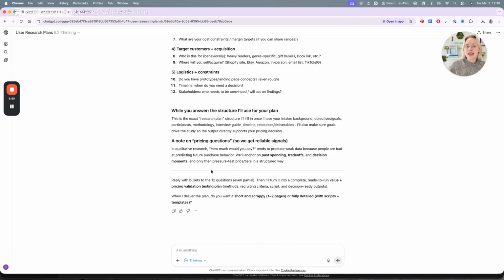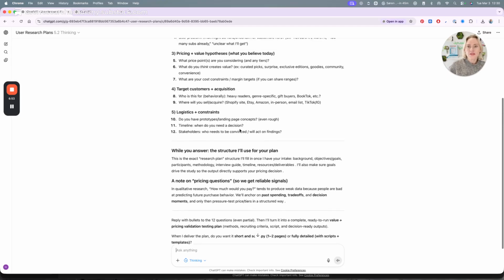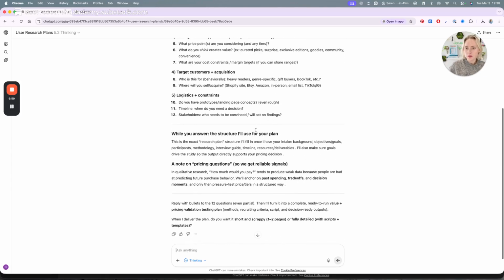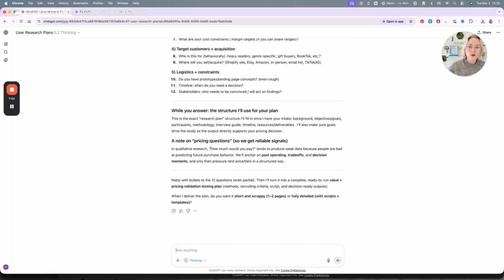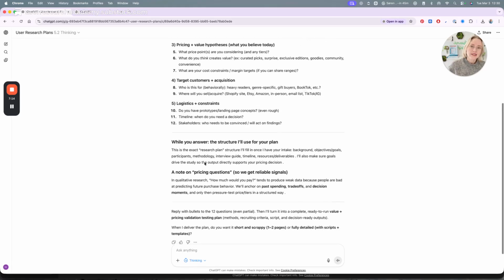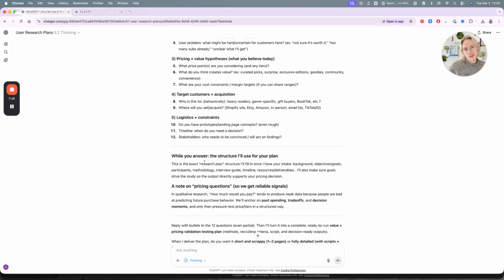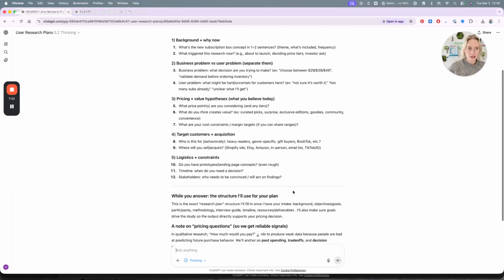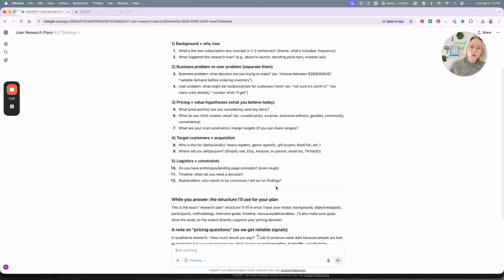So this at least prompts us to try to understand the problem a little better and separate the business and the user problem. It also talks through things like how, in qualitative research, asking how much would you pay tends to produce weak data, and how bad future-based questions are. So past spending, trade-offs, decision moments. It doesn't necessarily say we should focus on pain points and unmet needs in current situations, which I would hope it would have done, but it's okay that it hasn't, because that is something I would then train it to do.